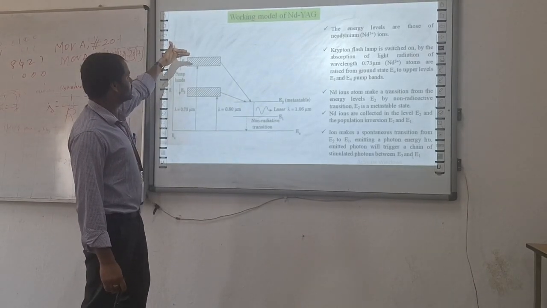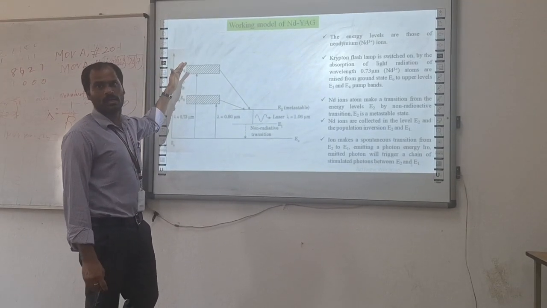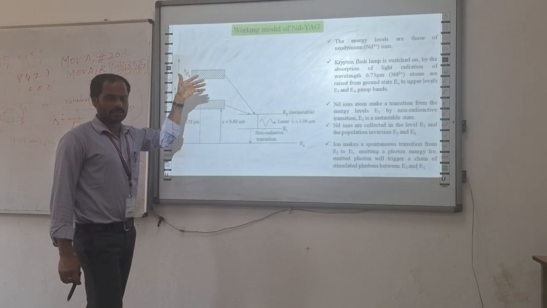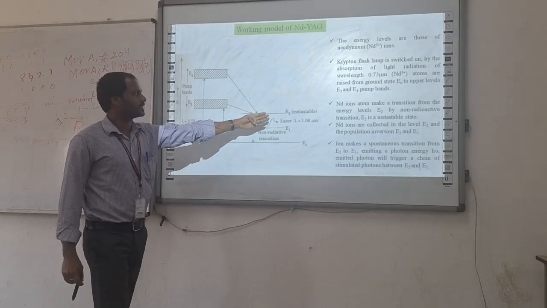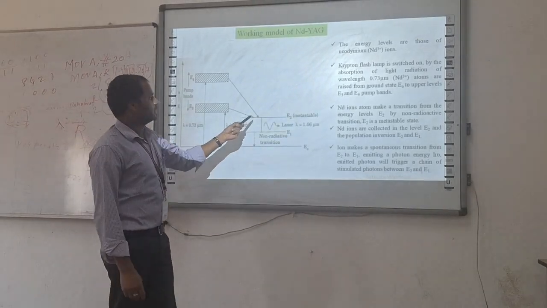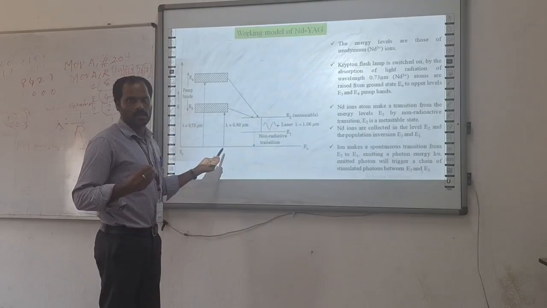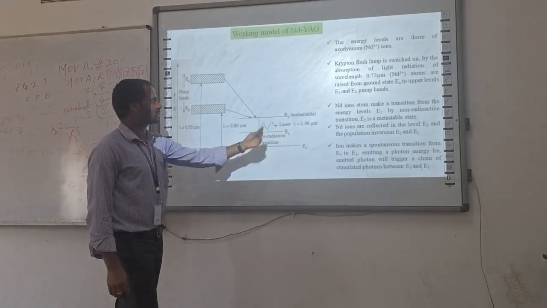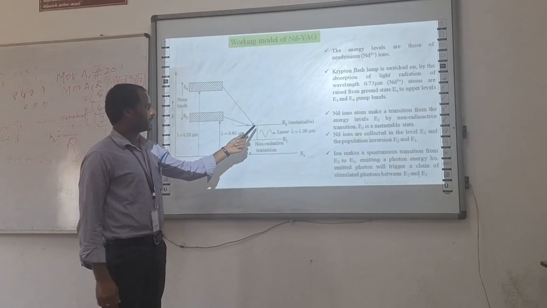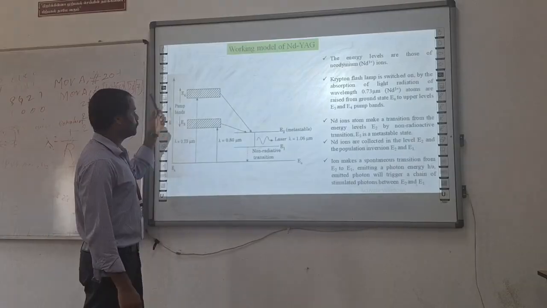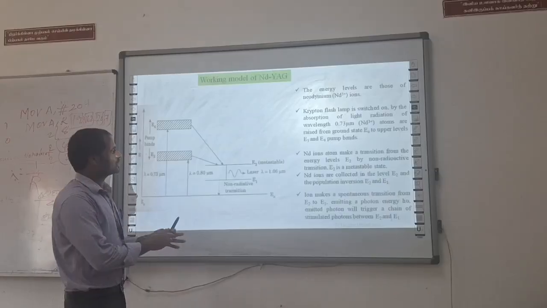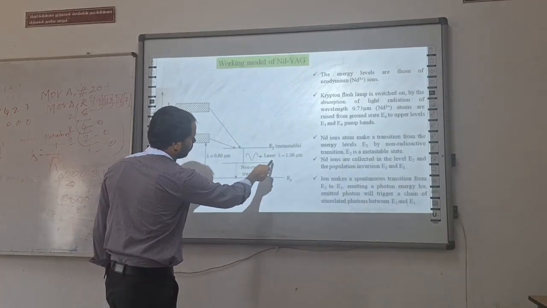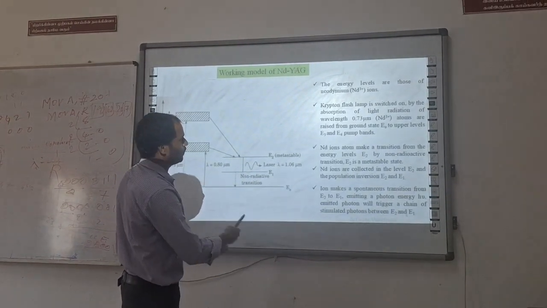The excited state atom won't stay for a long time, only for its half-life period. Without any external agency, it comes down to the metastable energy level. After that, it is a continuous process, again and again. Finally, we get a laser output of wavelength 1.06 micrometers.